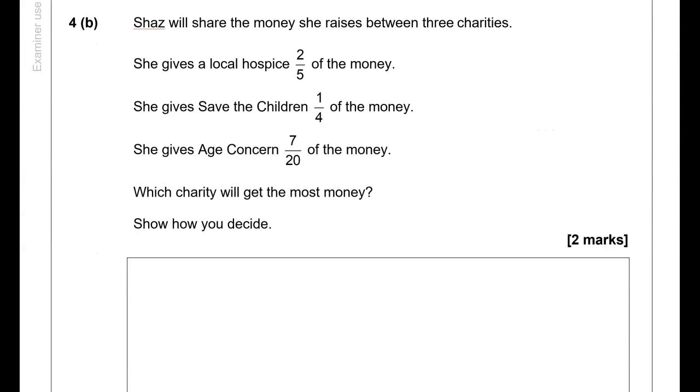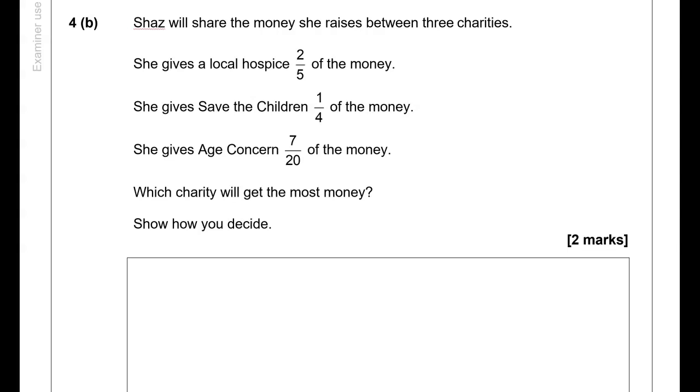Shaz will share the money she raises between 3 charities. She gives a local hospice 2/5 of the money. She gives Save the Children a quarter of the money. She gives Age Concern 7/20 of the money. Which charity will get the most money?